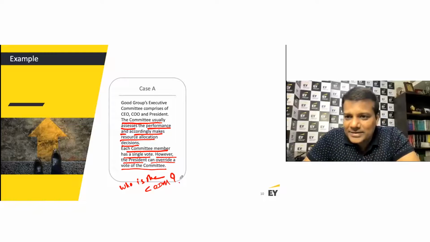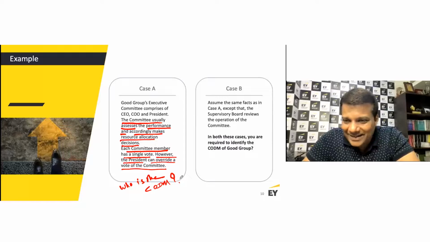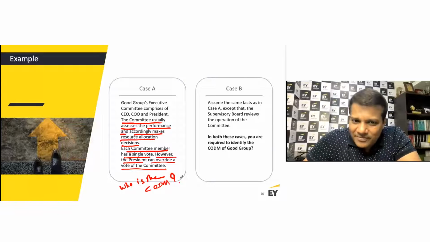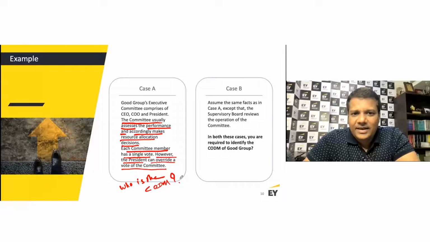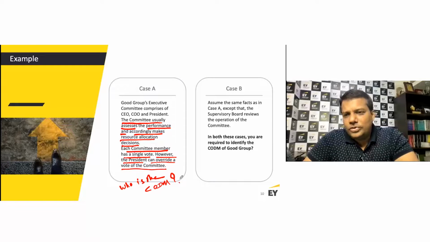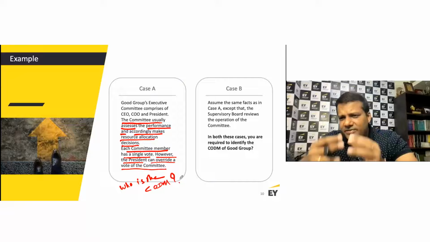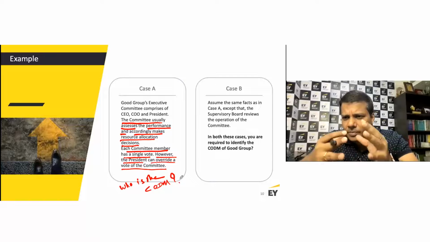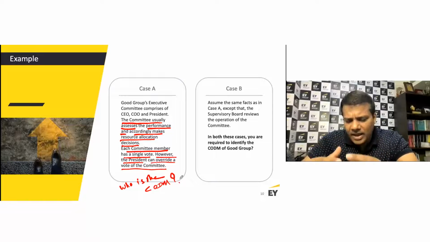All right, let's look at another case. Assume the same facts as in case A, except that the supervisory board reviews the operations of the committee. In both cases, you are required to identify the CODM of Good Group. CODM is Chief Operating Decision Maker.